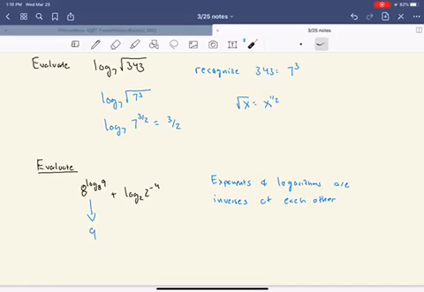Okay, the 8 raised to the log base 8 undoes itself. Plus, this expression reduces to just -4 because the log base 2 and the 2 to the -4 undo each other. And so you get 5.